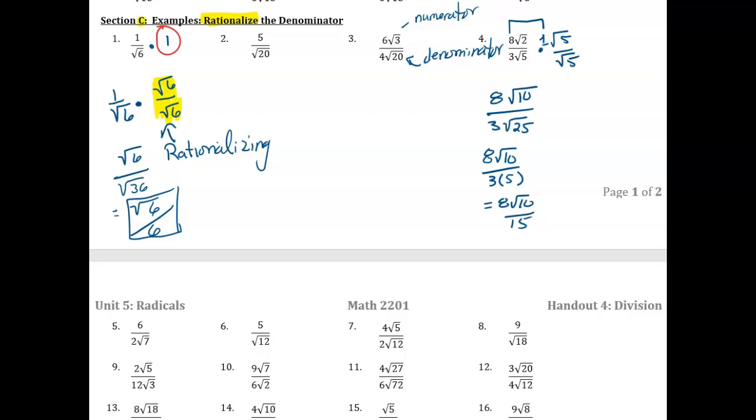You may also notice a shortcut by now: when you take the same radical and multiply it to itself, you end up with the radicand, whatever number's underneath. So if you say root 5 times root 5, yeah, it's root 25, but square root 25 is 5. Over here, root 6 times root 6 just turned out to be 6.